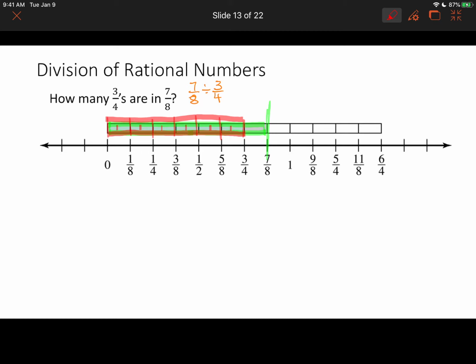Now 7/8 is that 3/4 and one more of those equal-sized pieces. Well, what fraction of 3/4 is this equal-sized piece? This piece is 1/6 of the size of 3/4. Does everyone see this? This piece here that I'm pointing at is 1/6 of 3/4.